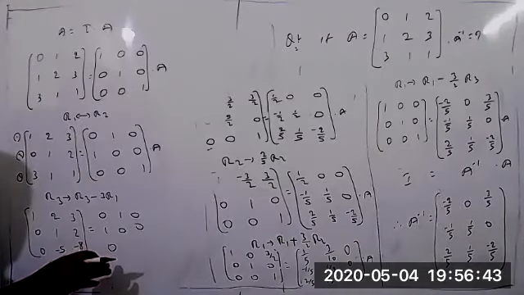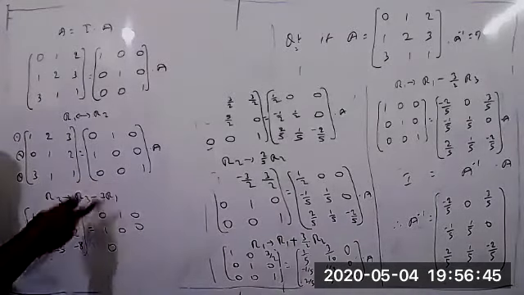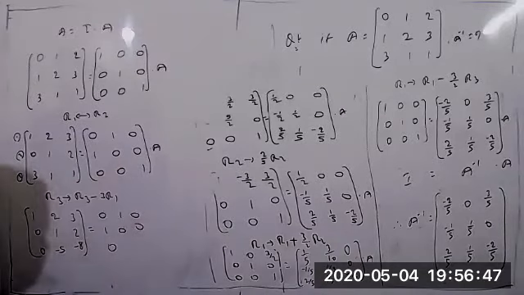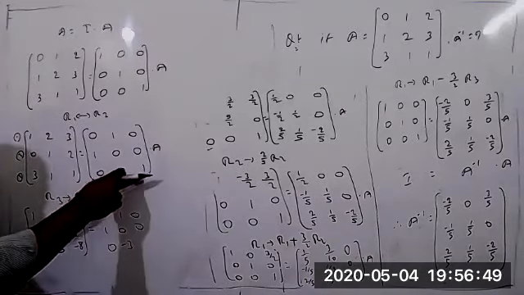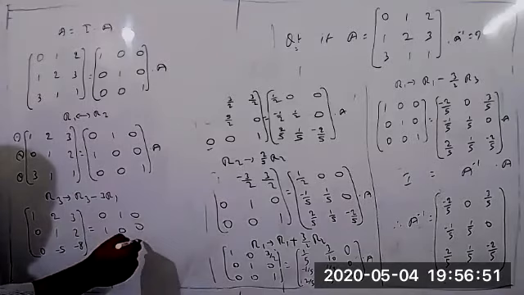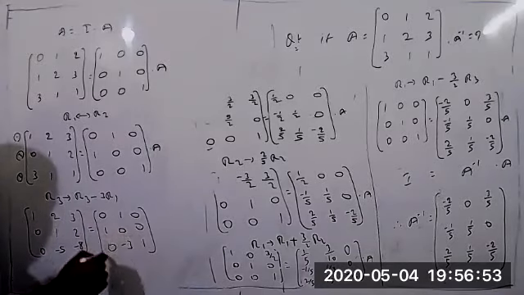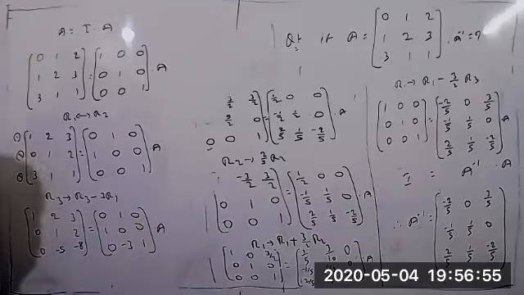And here, 0 only. And here you can change this value, 0 minus 3 into 1. So minus 3, but 1 minus 3 into 0 equals 0, that is the one. So into A, yes, 1, 0, 0 we got.